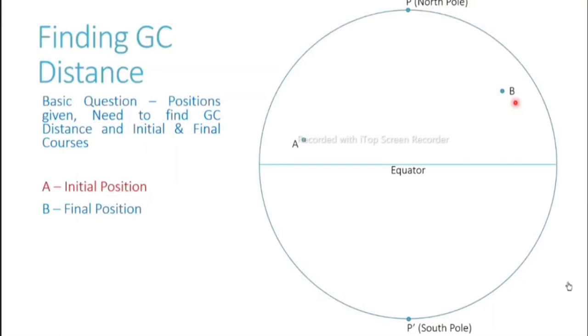Now we want to calculate what is the great circle distance between A and B. And when we are moving along this great circle track, what is our initial course when we depart from the starting position, from position A? And what is our final course when we reach our destination position B?